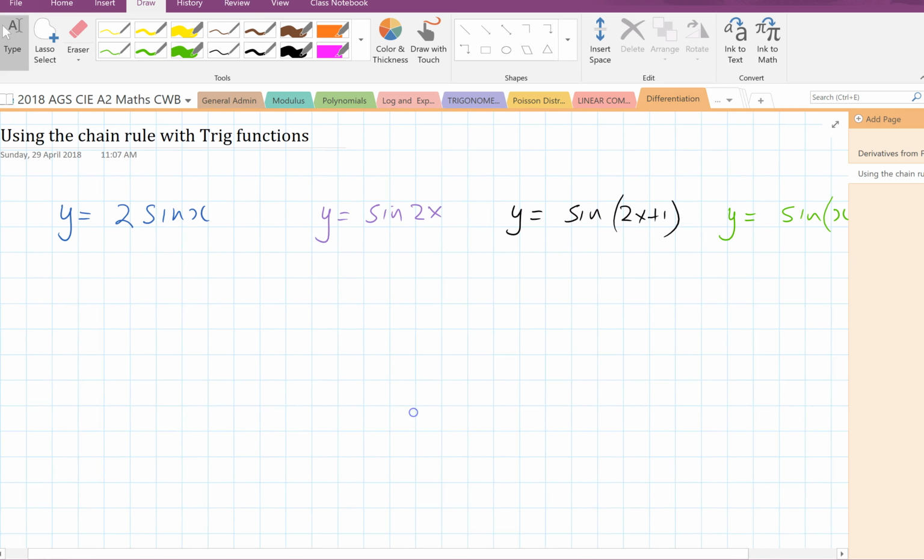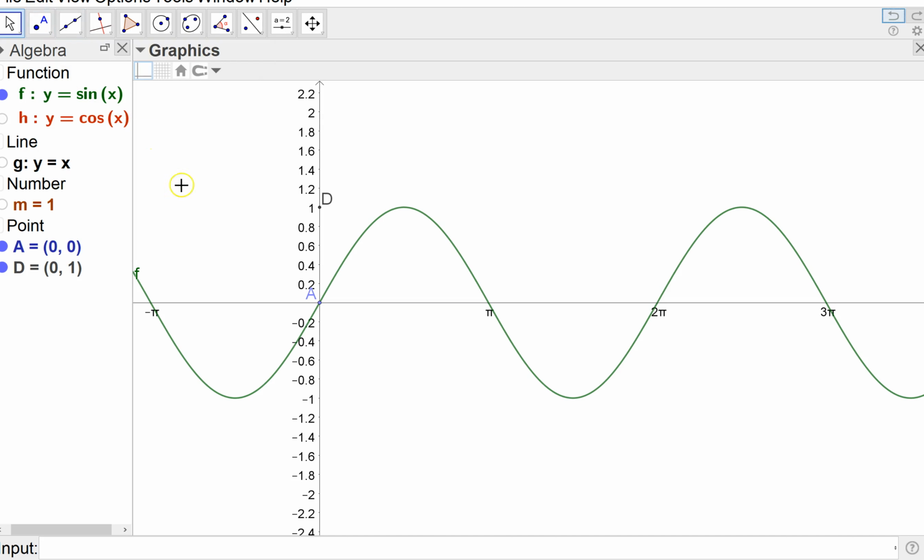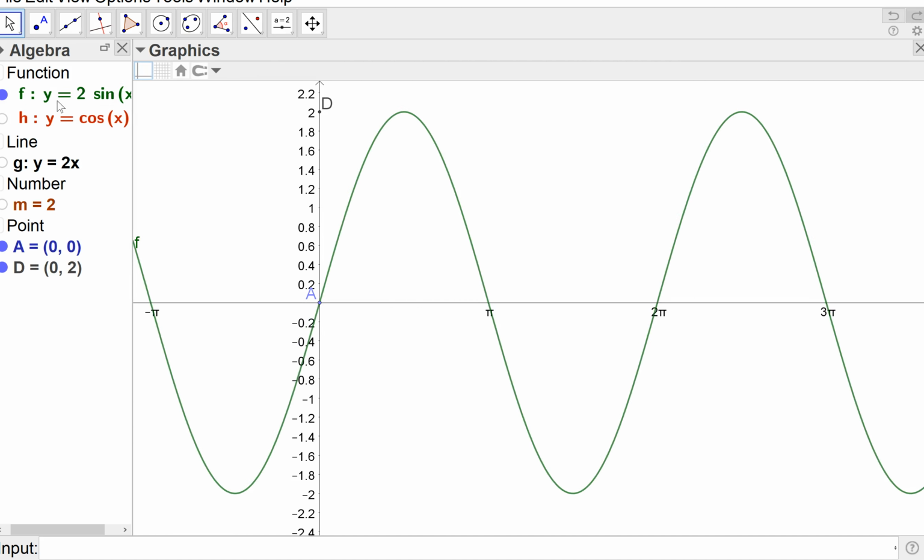Now basically we've got some composite functions happening here, and so we need to think about how that's going to affect the graph and what it looks like. As usual, I'm going to go and play around with GeoGebra and have a look at these. So here we have the basic sine function. I want to see what the derivative of 2 sine x is going to look like. So I go to my function over here and I put a multiply by 2 there. And there's our graph of y is equal to 2 sine x.